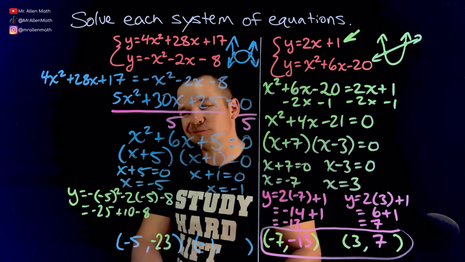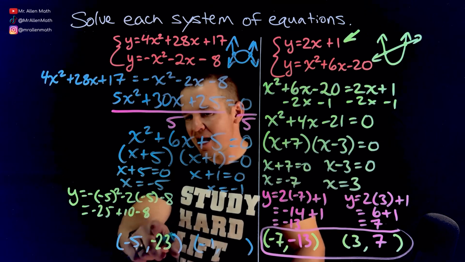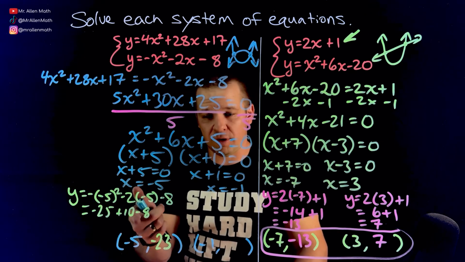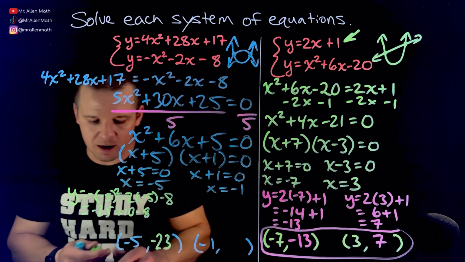I really hope that's right. It'd be embarrassing if it's not. But hey, it happens. You can even do it another way: negative 25, negative 8, negative 33, plus 10, negative 23. Yay! Checks out. All right, next one here.